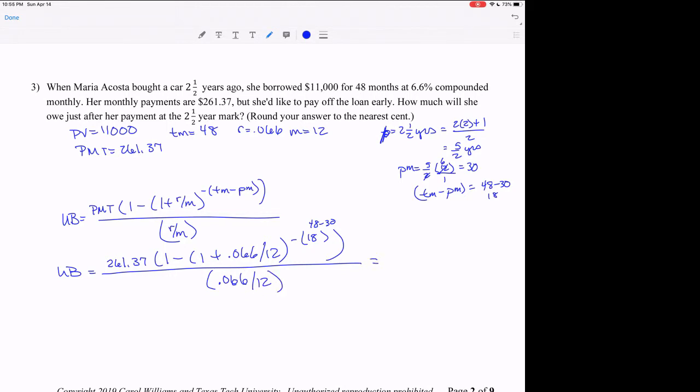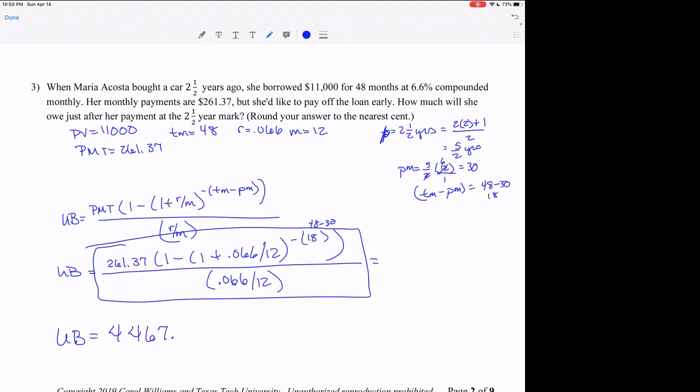So when you put all of this into your TI-84, what you get for your unpaid balance is $4,467.600767. Well, that's actually more than cents, but you can round.